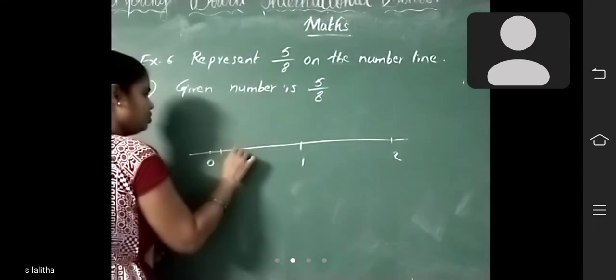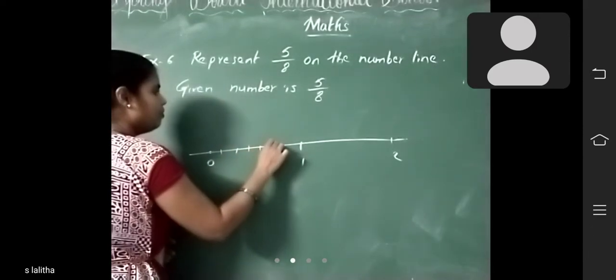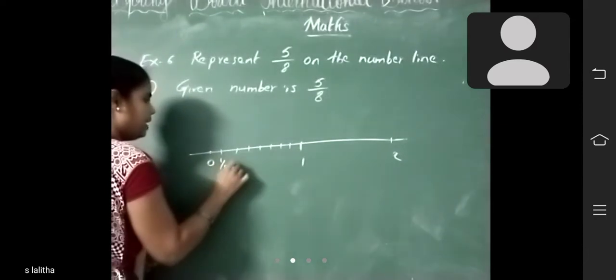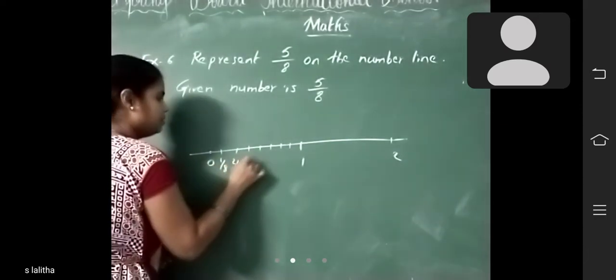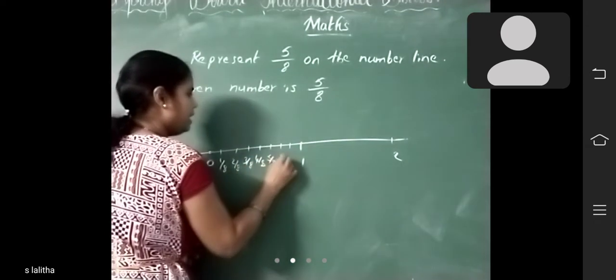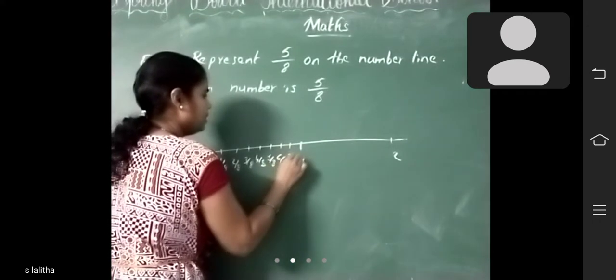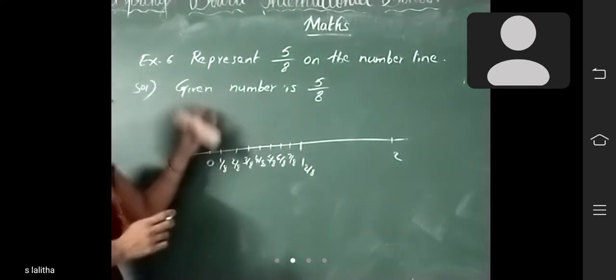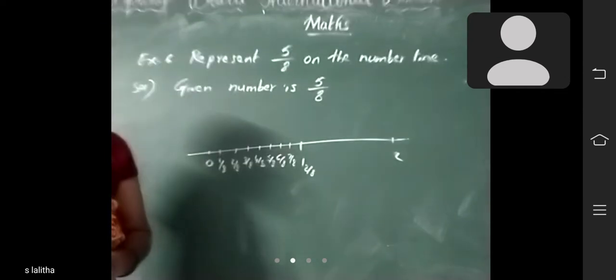One, 2, 3, 4, 5, 6, 7, 8. So this is 1 by 8, 2 by 8, 3 by 8, 4 by 8, 5 by 8, 6 by 8, 7 by 8, 8 by 8. Okay. Now represent 5 by 8 on the number line.